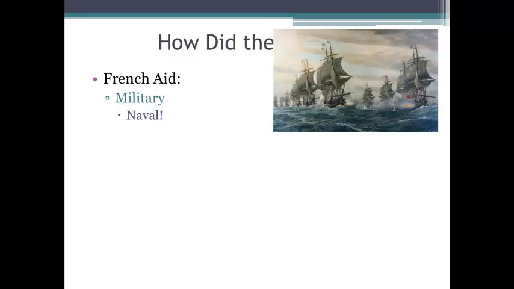He helped get French aid, and Ben Franklin did as well. So once the French entered the side of the Americans, America really starts to do well.